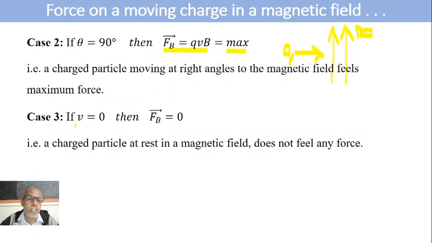Similarly, if the charge is at rest, if V equals 0, then the charge is said to be at rest. Therefore, Q into 0 into B sin theta will become equal to 0 because V is 0. Hence, a charged particle at rest will not experience any force.